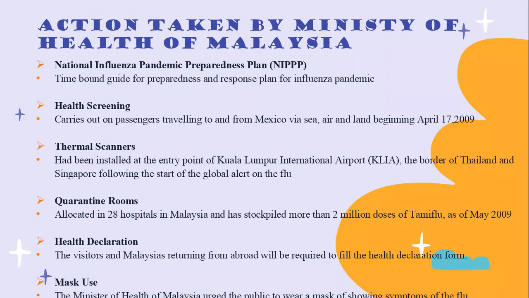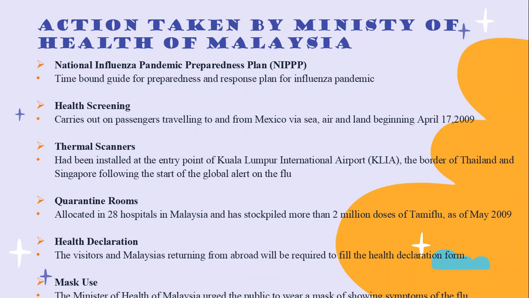So the actions taken by the Ministry of Health of Malaysia include the National Influenza Pandemic Preparedness Plan, a time-bound guide for preparedness and response to an influenza pandemic. Health screening was carried out on passengers traveling to and from Mexico via sea, air, and land beginning April 17, 2009. They also introduced thermal scanners.